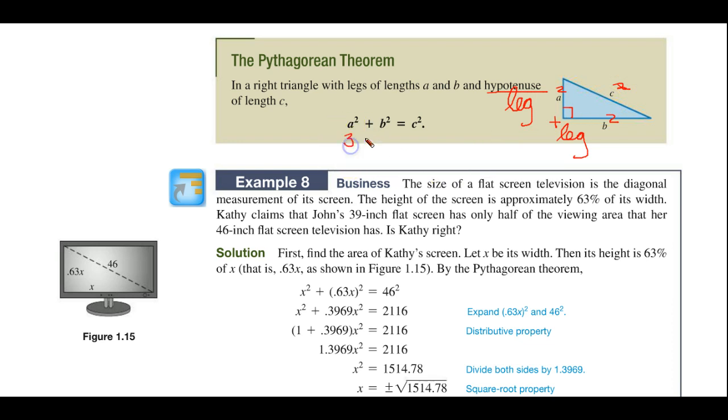Such as if this were 3, and this were 4, and this were 5. 3 squared is 9, 4 squared is 16, and 5 squared is 25. And notice that 9 plus 16 is 25. 25 equals 25. So the Pythagorean theorem states the sum of the squares of the legs equals the square of the hypotenuse. Okay, well, that's just a statement of what the Pythagorean theorem is.